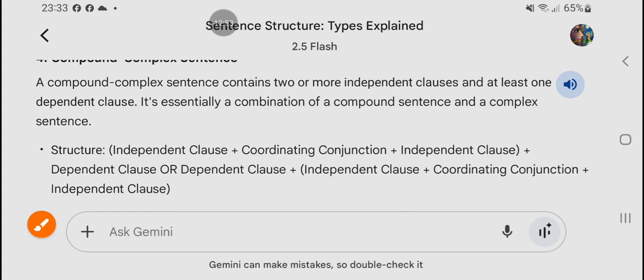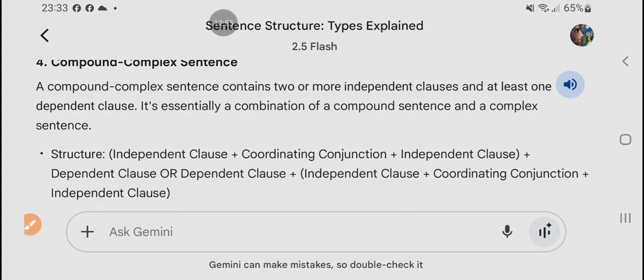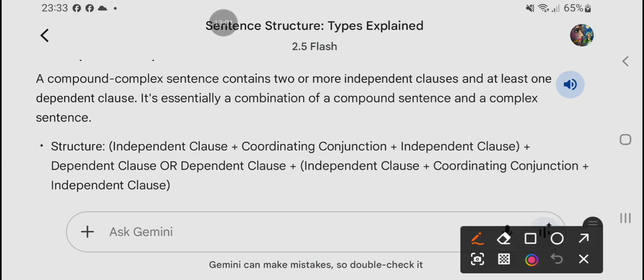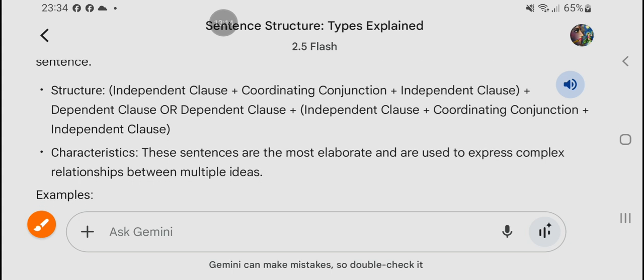Now the last type is compound-complex. It is both compound and complex. It contains two or more independent clauses and at least one dependent clause. It is essentially a combination of a compound sentence and a complex sentence. The structure is a little bit tough: independent clause plus coordinating conjunction plus independent clause, or dependent clause, independent clause.